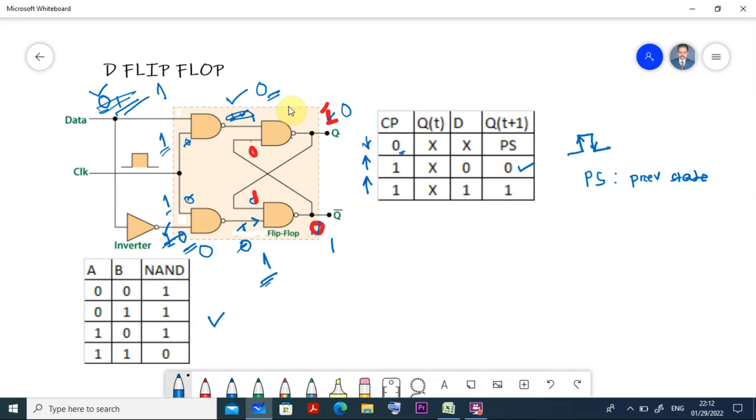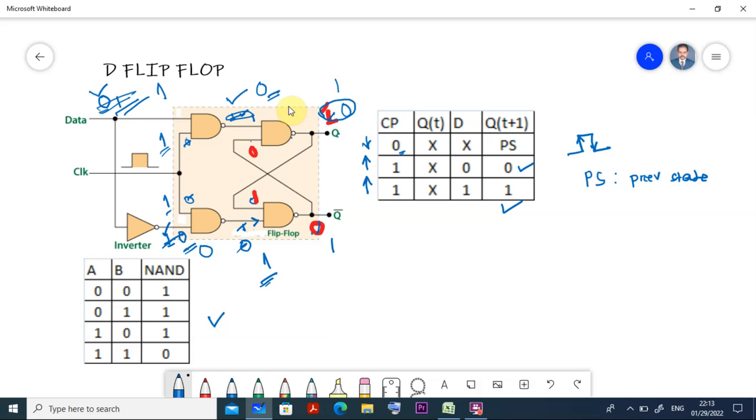Here, irrespective of the input, 0 into anything is equal to 0, and the inverse of 0 is equal to 1. So by default the output is coming 1. What is the output? Q. Q is coming 1. Don't get confused about Qt plus 1 and Q bar. Q bar is the inverse of Q. Qt is the old value and Qt plus 1 is the new value. Previously whatever I provided, the final value after modification is Qt. It is not the inverse of that.